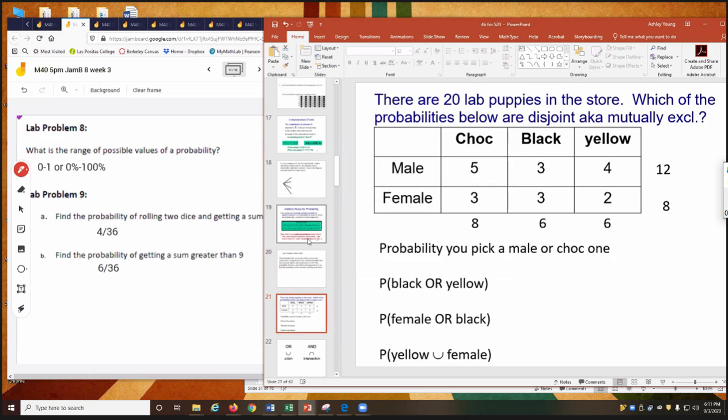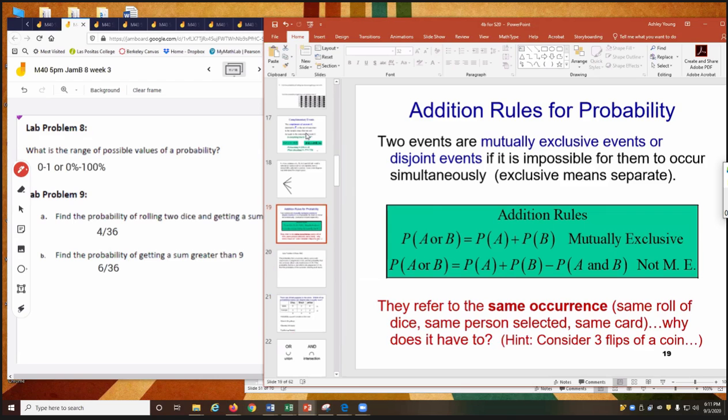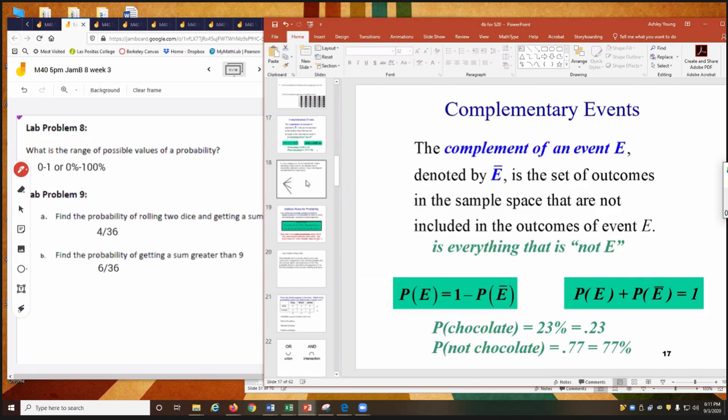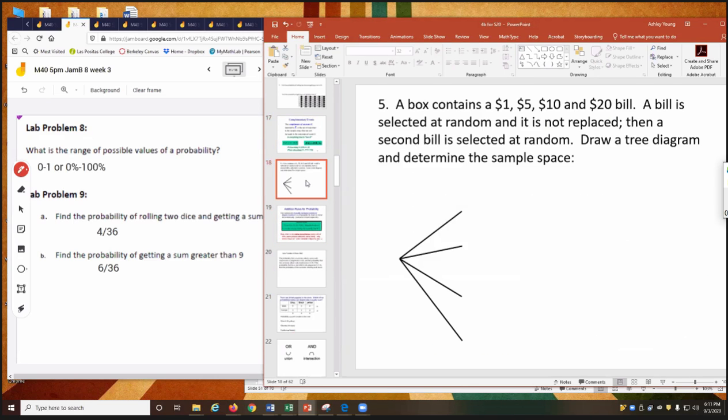All right, so, we skipped a couple things here. My bad. We're going to do this one next. And let me explain to you what's going on.